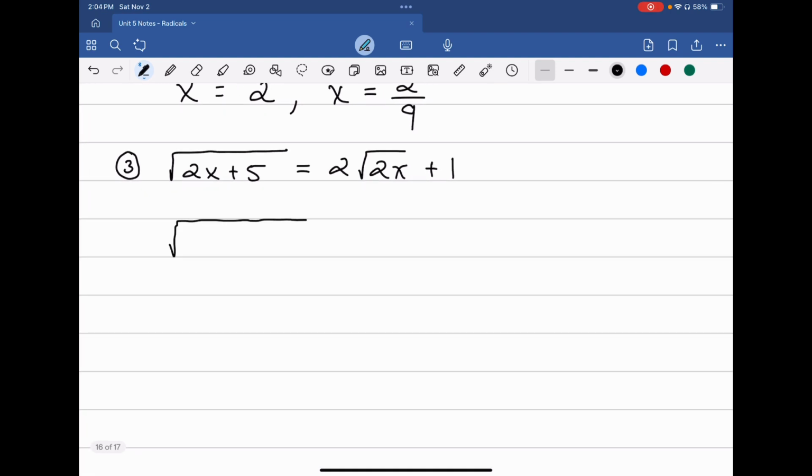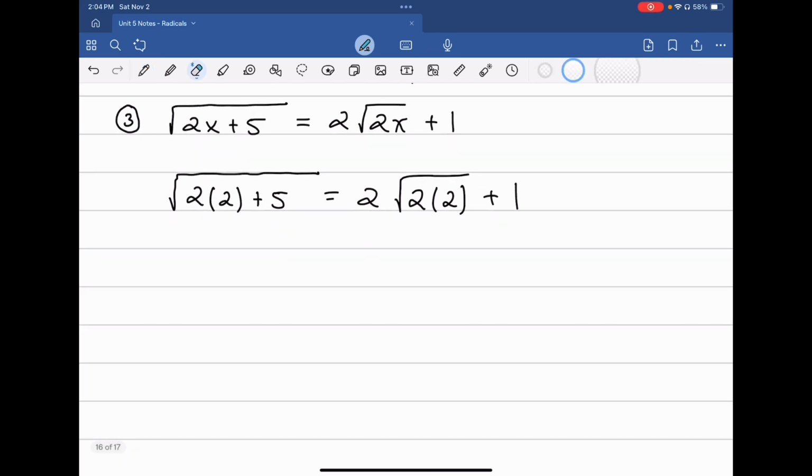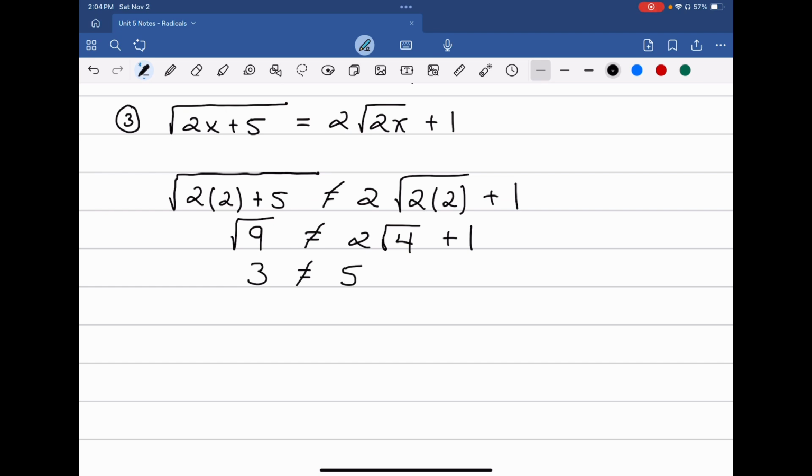So starting off with the first verification, I'm going to go square root of 2 times 2 plus 5 is equal to 2 times the square root of 2 times 2 plus 1. This ends up giving us 2 times 2 is 4, plus 5 is 9. Square root of 9 is equal to 2 times the square root of 4 plus 1. This gives us 3 is equal to 2 times the square root of 4, which is 2 times 2. 2 times 2 is 4, plus 1 is 5. These are not equal to each other.